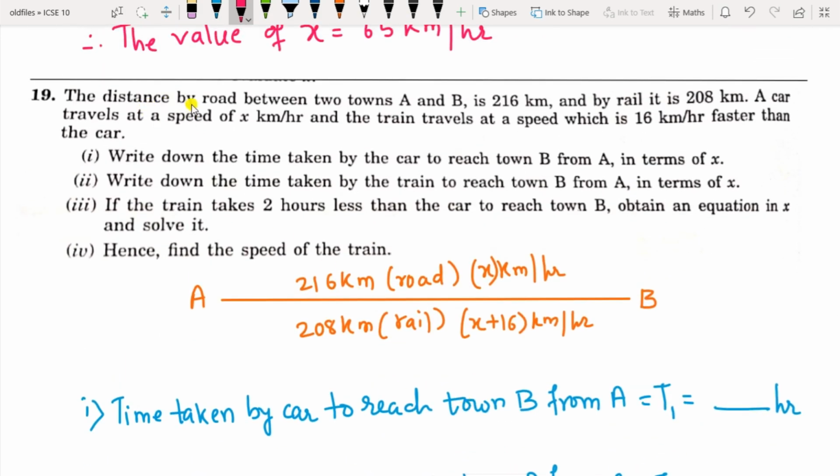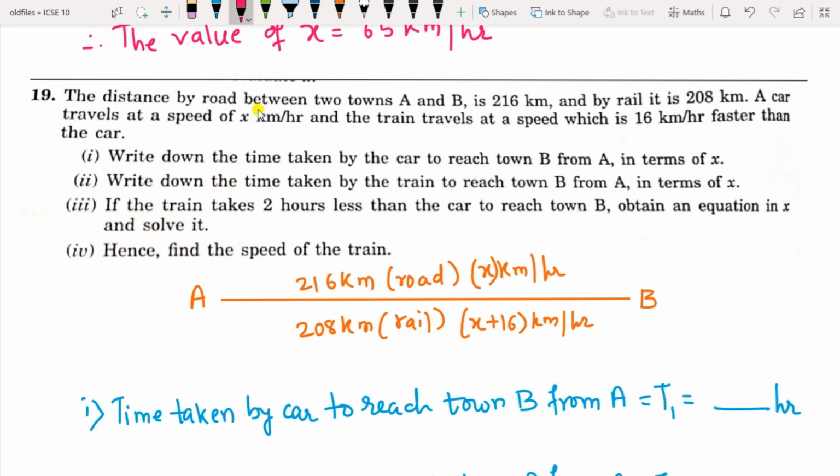Question 19. The distance by road between two towns A and B. So A and B are the two towns. By road the distance is 216 km with a speed of, let it be x km per hour by road, and by train the distance will be 208 km and the speed of the train will be 16 km faster than the car. So it is faster than the car, so speed of car is x, so it will be x plus 16 by rail.